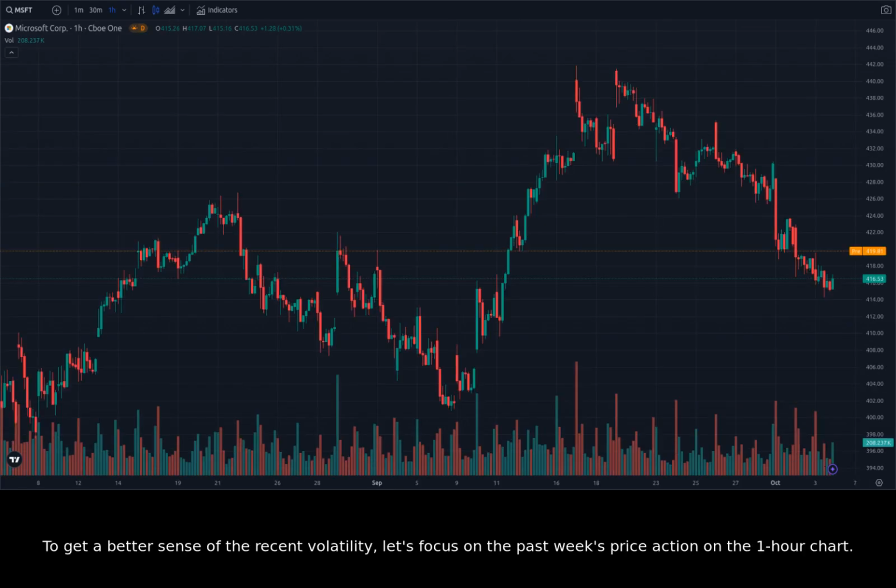To get a better sense of the recent volatility, let's focus on the past week's price action on the 1-hour chart. We see that the stock has been trading in a tight range, with little movement in either direction. This suggests that the market is waiting for a catalyst to trigger a significant move. Keep an eye on the volume, as an increase in volume could suggest that a breakout is imminent. If the volume remains low, it could suggest that the consolidation is likely to continue.